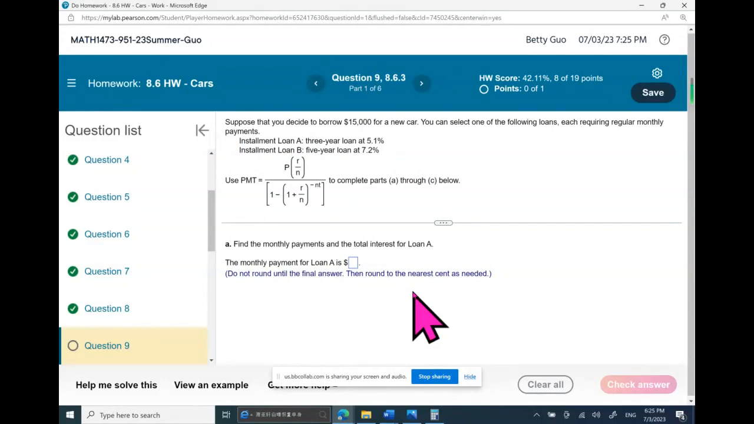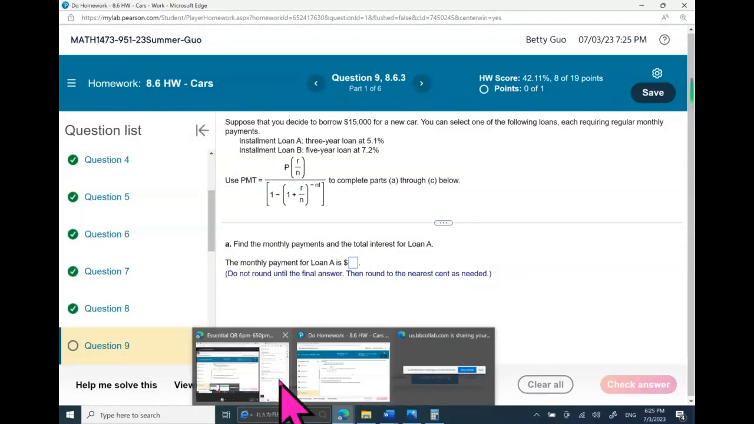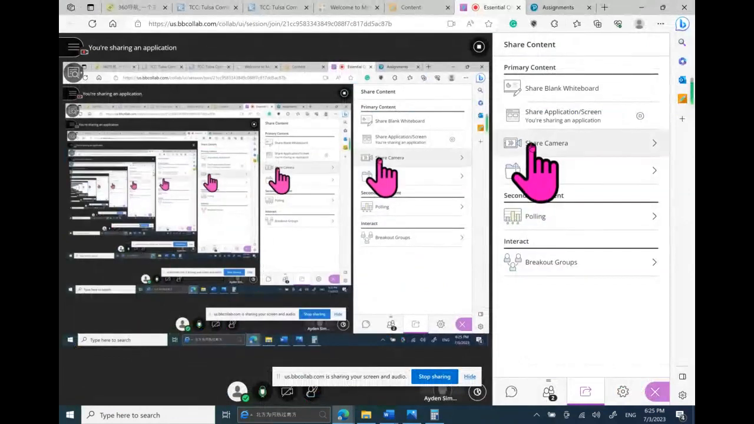Okay? Plan A, 3-year loan. Interest is lower, 5.1%. Plan B is a 5-year loan, longer time, but the interest is higher, 7.2%. So the first part, Part A, we need to find the monthly payment and the total interest for loan A. So Part A is about the loan A. We need to round it to the nearest cent as needed. Okay, so let's go to my calculator.